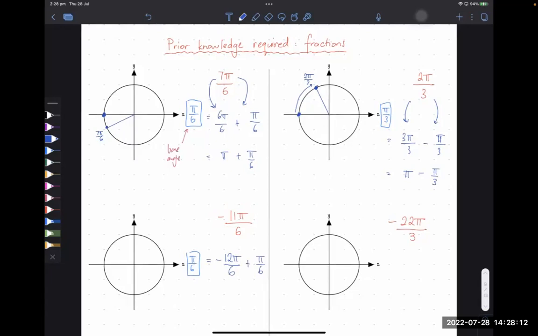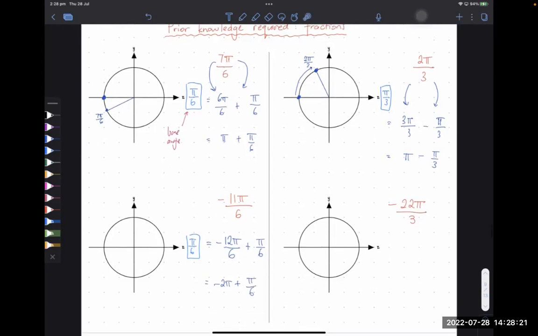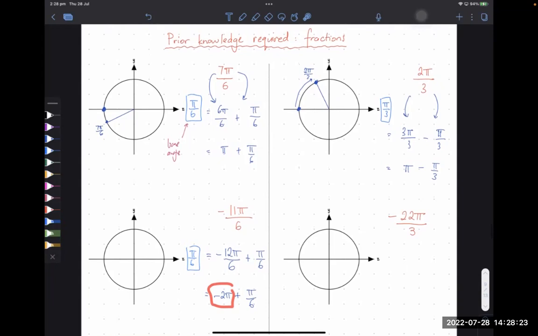I can't hear anyone, so I'm just going to say add, right? This is the same as negative 2 pi plus pi on 6. Where is negative 2 pi located? Left or right? Left side or right side? Right side, because it's even. Yes. So we're going to pop it here.